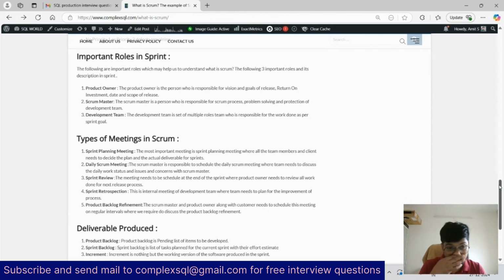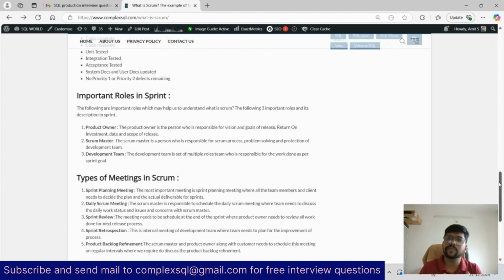Okay. So these are multiple rituals and meetings in Scrum, and the deliverables produced are product backlog, sprint backlog, and increment. That I will not cover in this lecture. But this is all about, or you can say, a snapshot of the sprint framework.